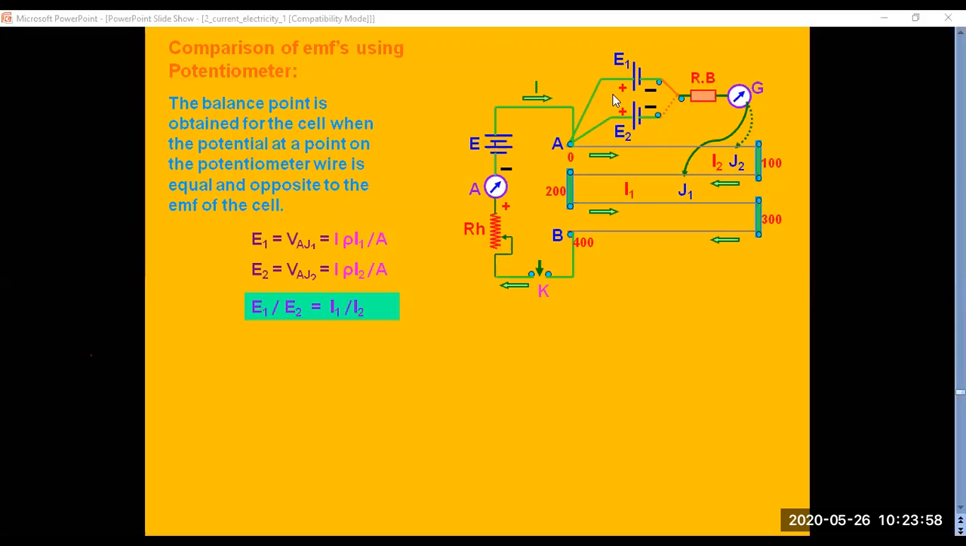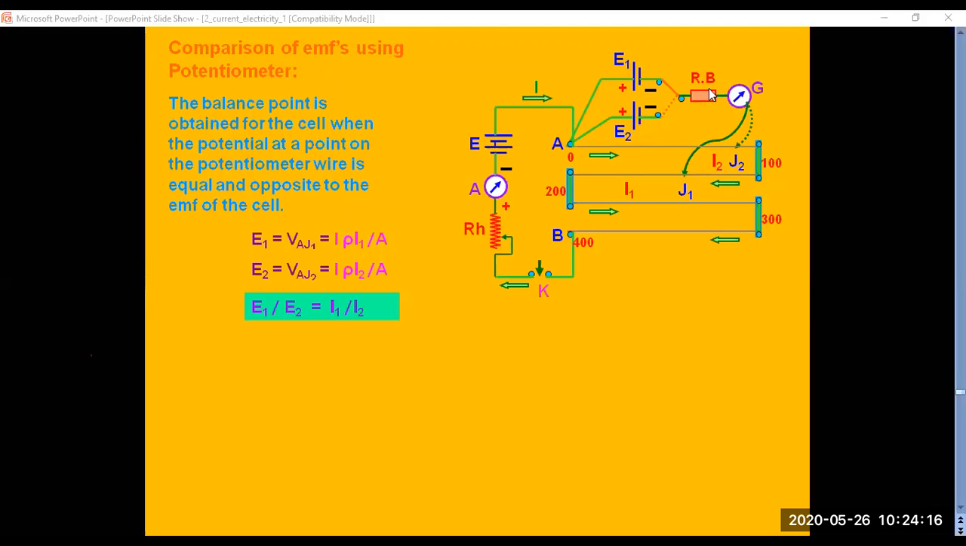You will connect both the positive terminals to A. The negative of both should go to a resistance box. From the resistance box it will go to a galvanometer. When you do the first connection, you have to take the jockey and slide it. Where the galvanometer shows 0, that point will be noted as J1.